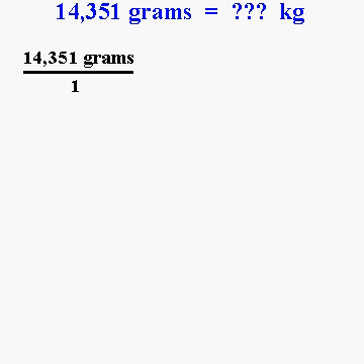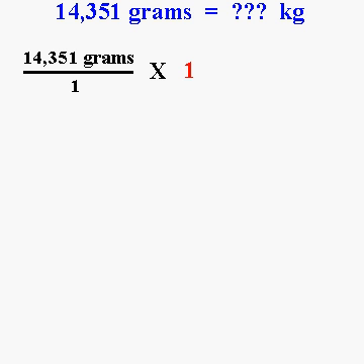You can take any number and convert it to a fraction by just putting it over 1. So that's what we're going to do here. So now we have the fraction 14,351 grams over 1. Now, in order to convert the units, what we're going to do is multiply by something. But the only thing we can multiply by is 1.